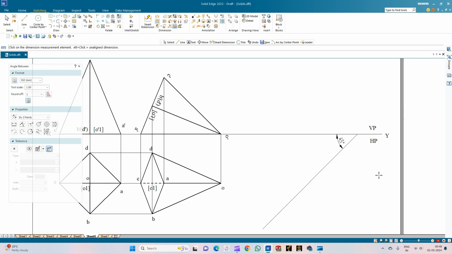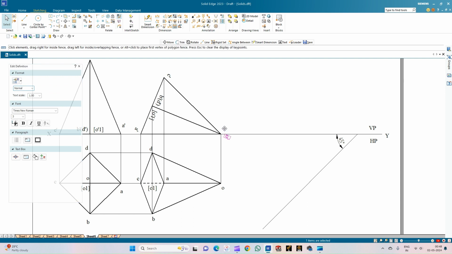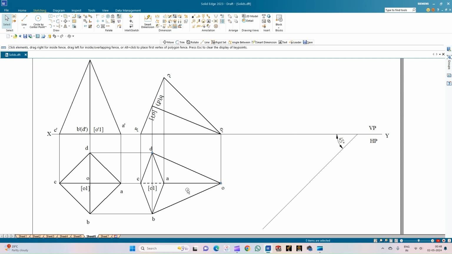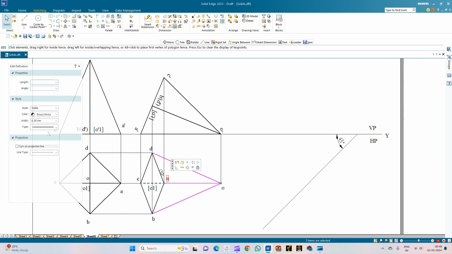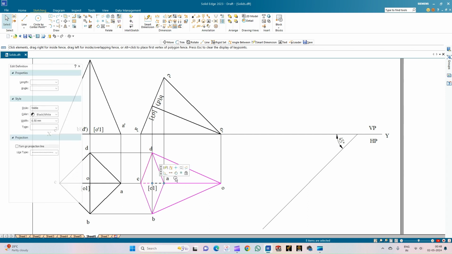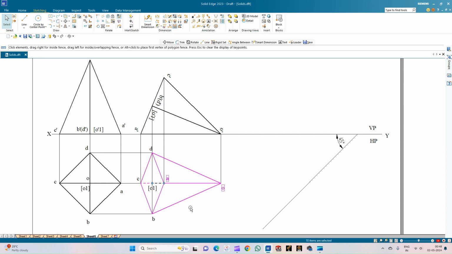So the only difference here is the initial resting condition is not given, but however, the resting condition on the HP is clearly mentioned. That is, it is resting on one of its slant edges. That is O dash and A dash. Okay. So now we will select this pyramid along with the axis and then try to position this pyramid in such a way that its axis is inclined to the vertical plane at an angle of 45 degrees.